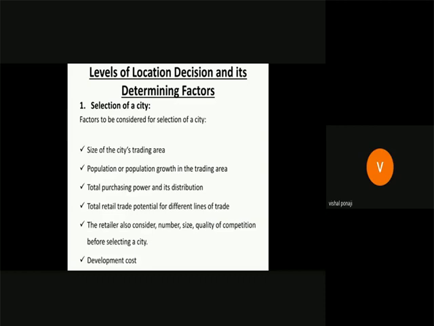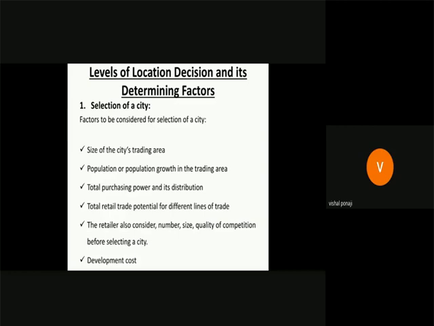Along with that, the retailer also has to consider the number, the size and the quality of the competition he is going to receive from the competitors in that particular city. See how capable you are of handling the competition faced by any retailer in that area. Also consider the development cost of expansion: if you want to diversify, increase the business or increase the carpet area of the retail store, what that development will cost in the future also has to be decided at present.